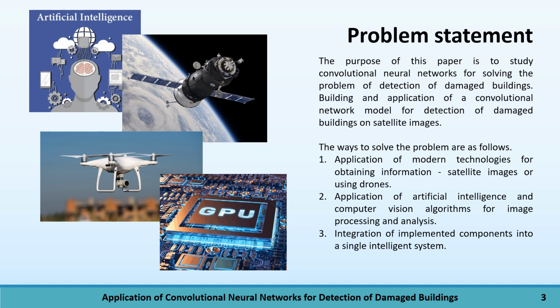As you can see, the ways to solve the problem are as follows. First, application of modern technologies for obtaining information like satellite images or using drones. Second, application of artificial intelligence and computer vision algorithms for image processing and analysis. And the last, integration of implemented components into a single intelligent system.